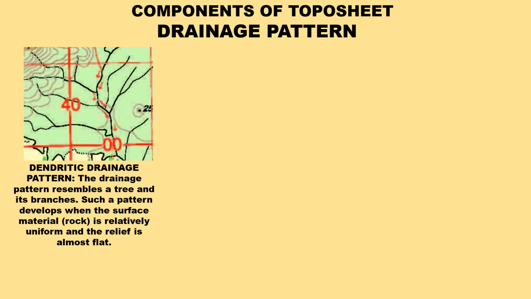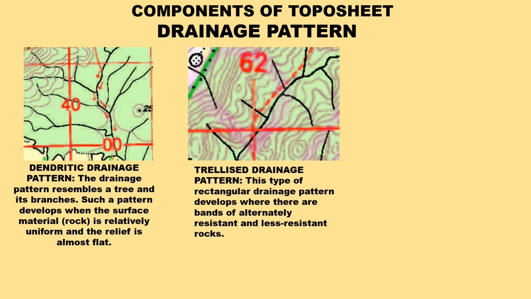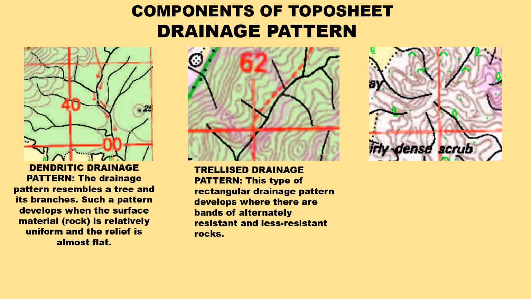Such a pattern develops when the surface material is relatively uniform and the relief is almost flat. The second drainage pattern which we get to see on the Toposheet map is the trellis drainage pattern. This type of rectangular drainage pattern develops where there are bands of alternately resistant and less resistant rocks. Now here, the rivers or the stream system form a 90-degree angle with the main channel.